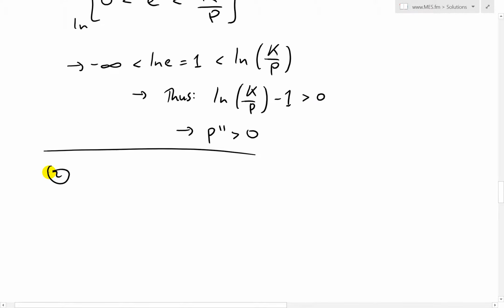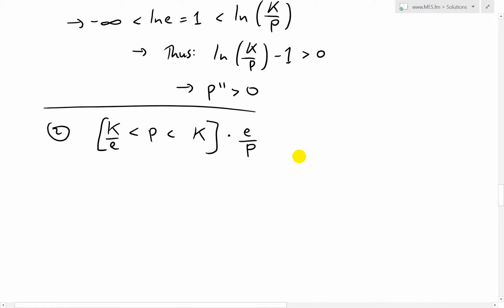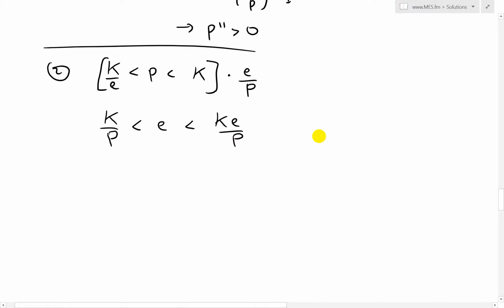So for 2, we have p is less than k and greater than k over e. So again, make it look like the ln k over p. To do that, first we multiply by e over p, so that this cancels and we get k over p. Multiplying on every single part, the e's cancel, so k over p less than, p's cancel, e less than, this one is k e over p. Anyways, now we take the ln of every single side, so we're not changing anything.